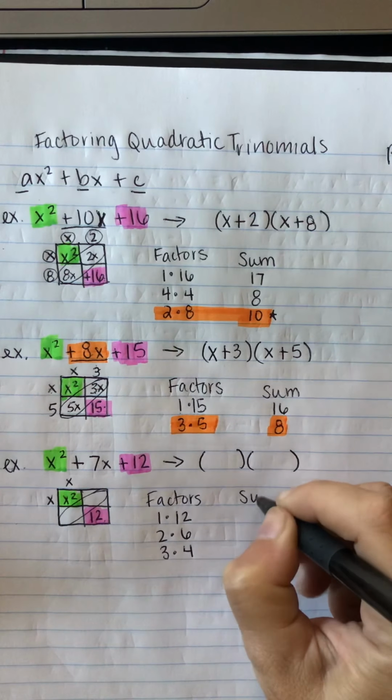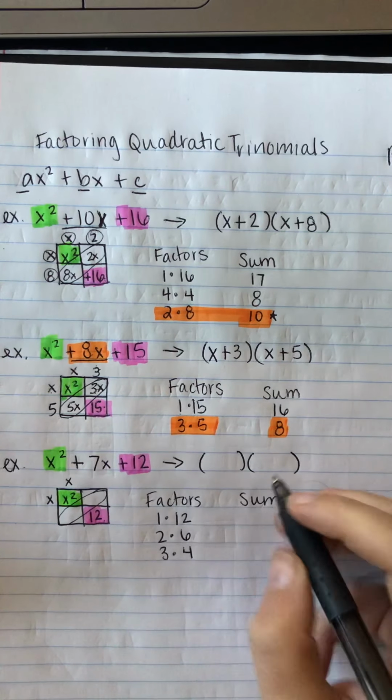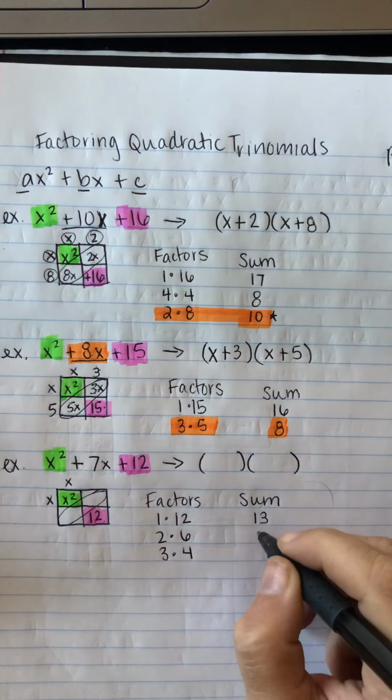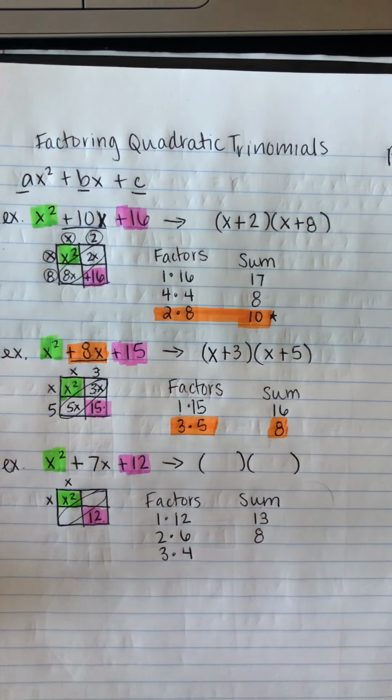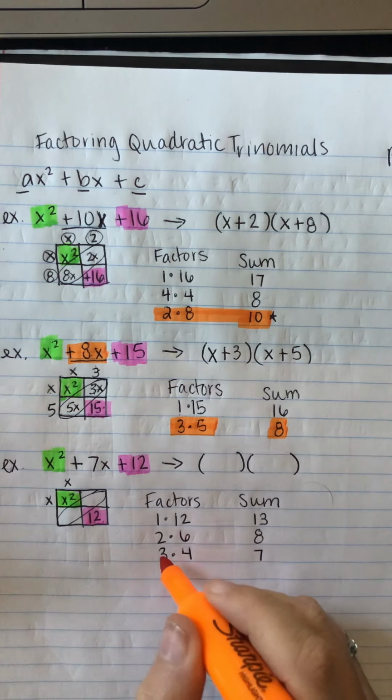And we always want to make sure we check our sums because we want a sum of 7. 1 plus 12 would give us a sum of 13. 2 plus 6 would give us a sum of 8. And 3 plus 4 would give us a sum of 7. So the one that we want to choose is this 3 and 4.